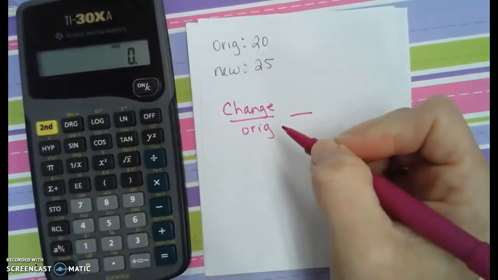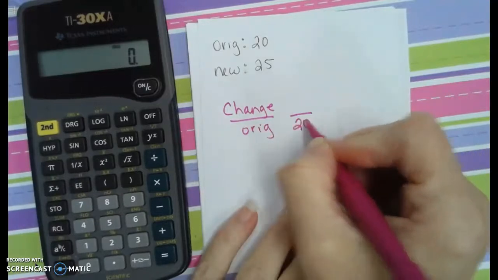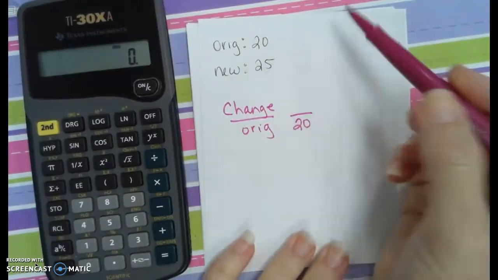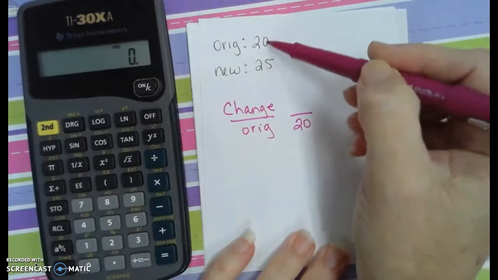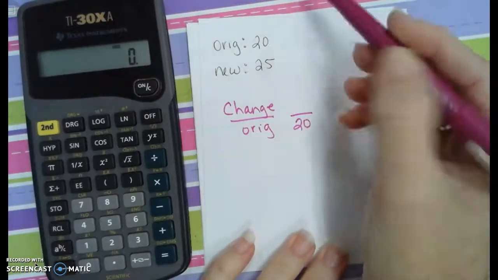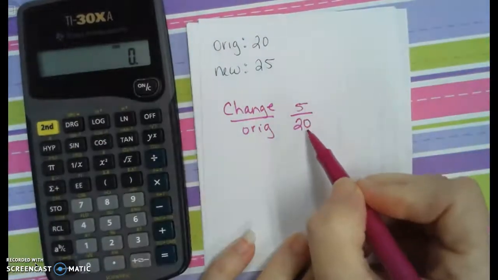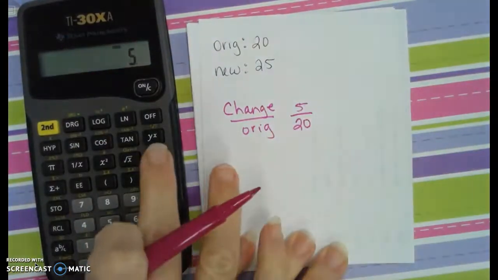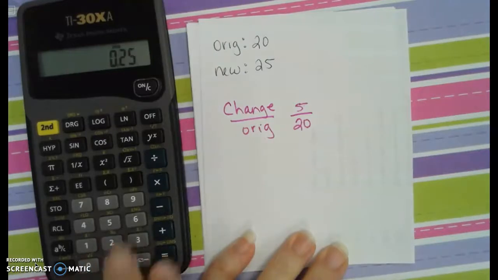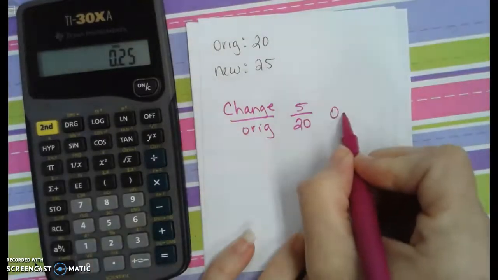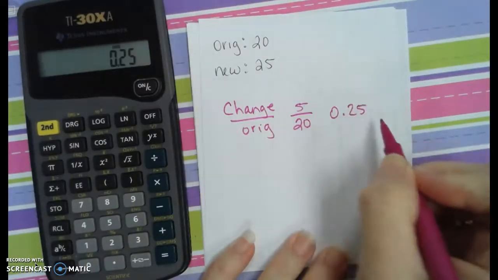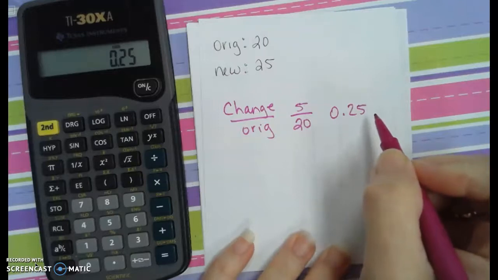So the original is going to be 20. How much did it change? All we have to do is subtract these two numbers. And when we subtract those two numbers, we get 5. So I would do 5 divided by 20. And I get 0.25. Now, I need to turn that into a percent, and we worked on that last week, I believe it was.